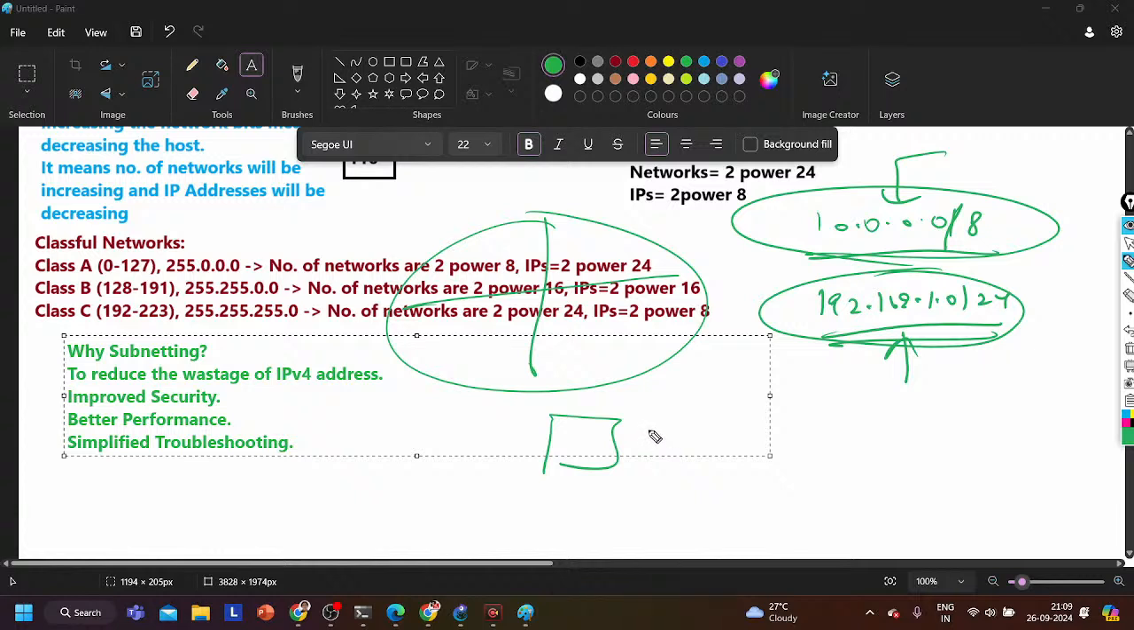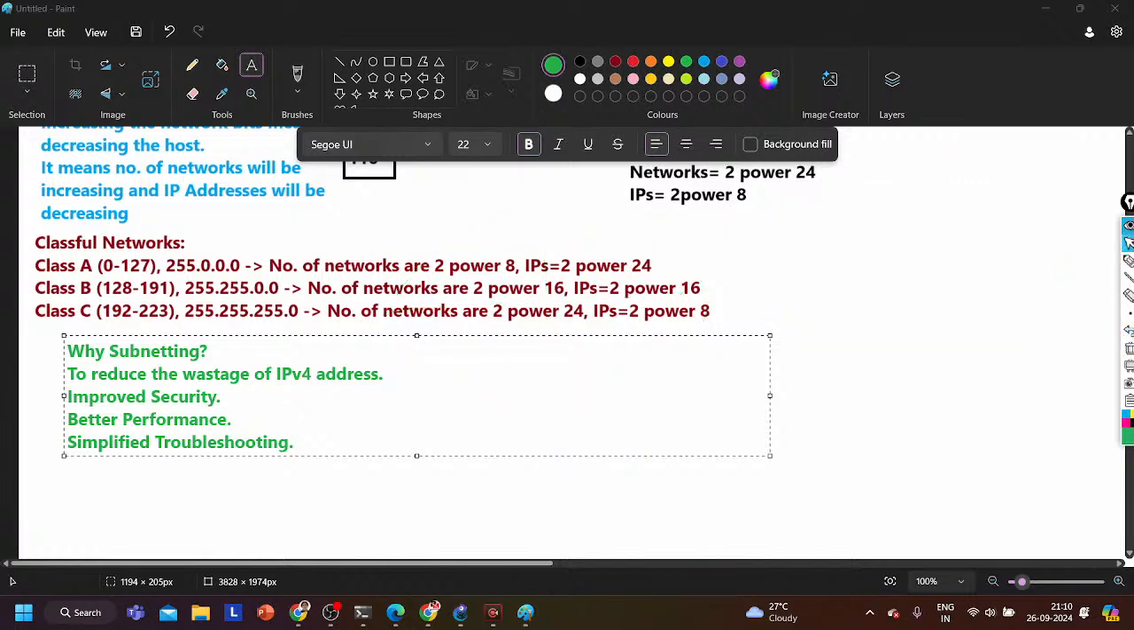Because if there is some issue in this network, then I have to check everything in the entire network. But after the division, if there is some issue, first of all we can identify in which part, in which network the issue is. If there is an issue in this section, I need to troubleshoot only this section. I don't need to troubleshoot the entire domain. So a small network is going to give you simplified troubleshooting. These are the reasons why subnetting is needed. Got it, bro? Is it clear now?